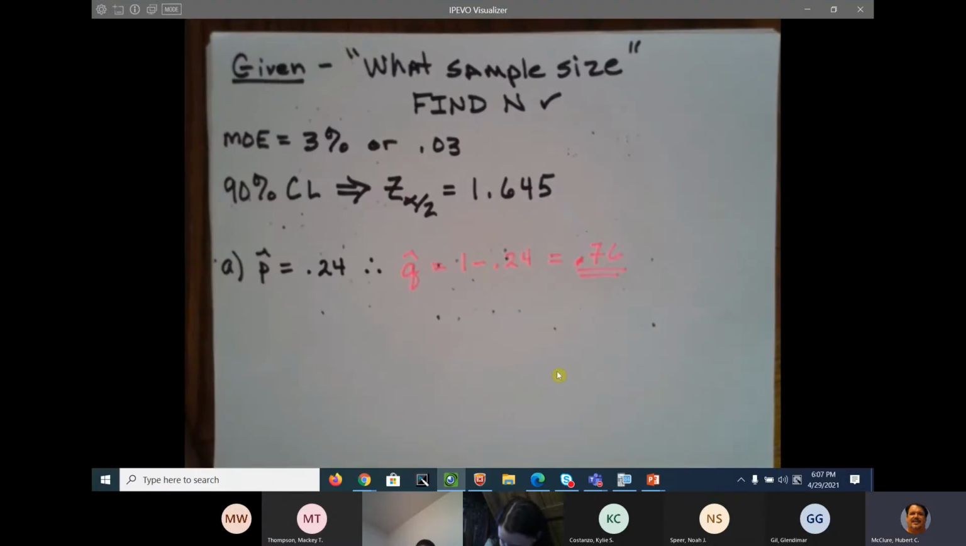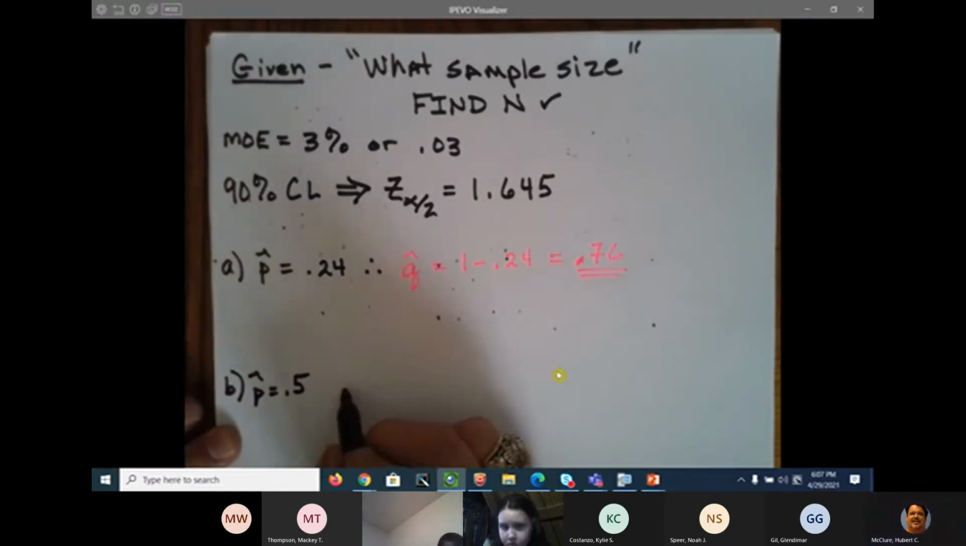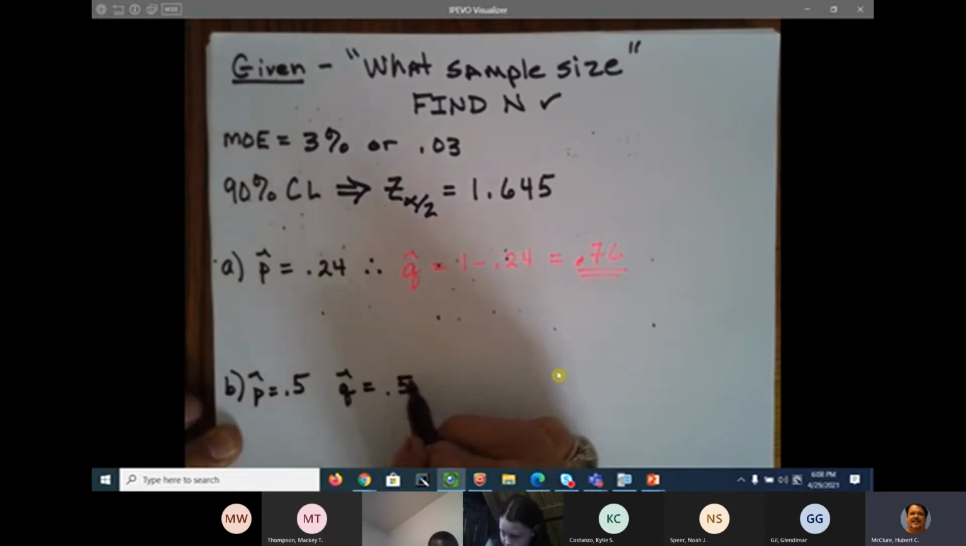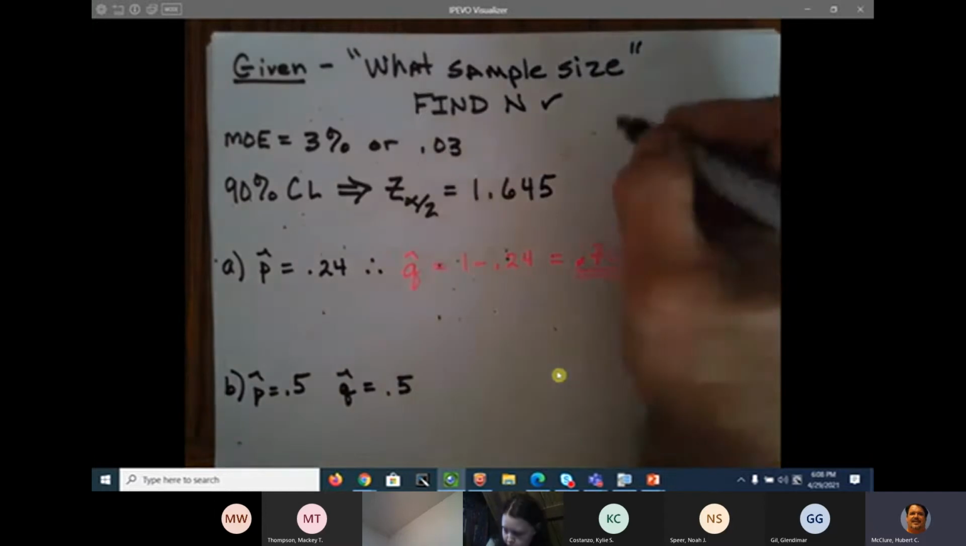Now for B, P hat is equal to 0.5 and Q hat is equal to 0.5. Now we're going to go to the next page and do these problems. I want you to go ahead and write the formula.